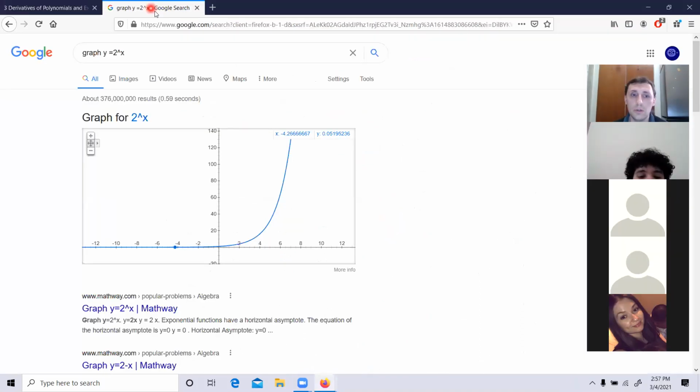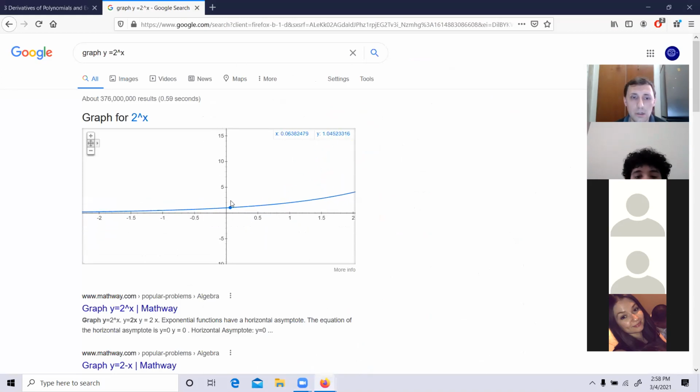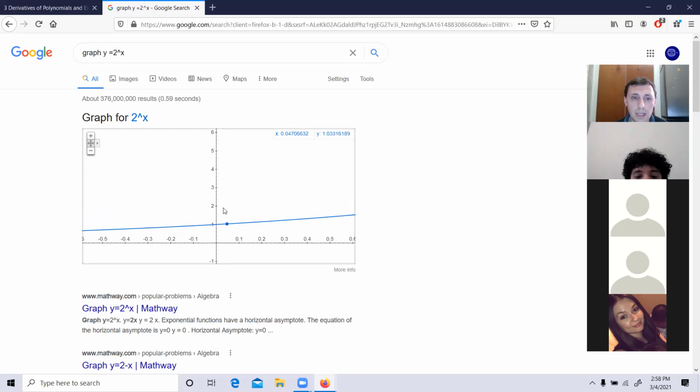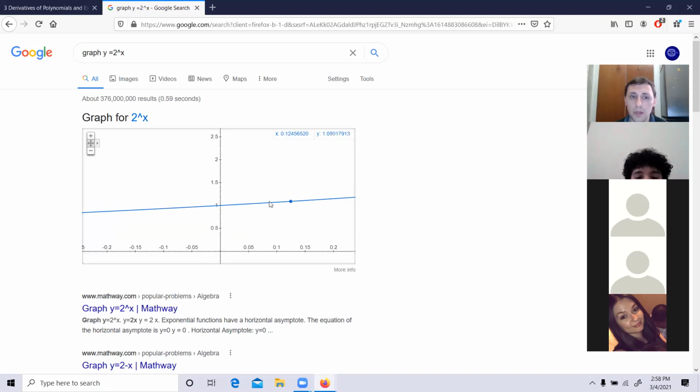You see what I'm trying to do: near 0, I'm beginning to zoom in. Look at it, I'm zooming in near 0. And you see that it becomes a straight line on the graph? I'm trying to measure the slope of that line. What is the slope of that line? And I use a calculator to do that.